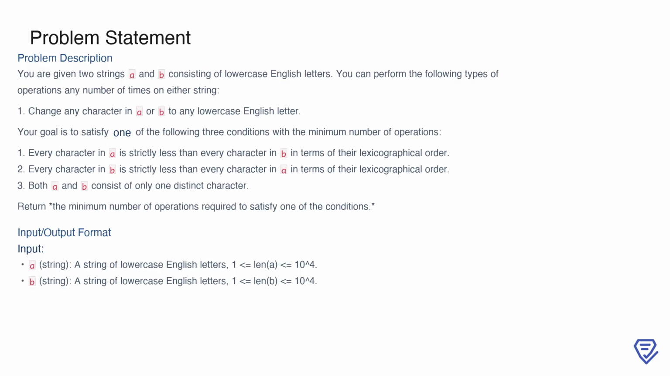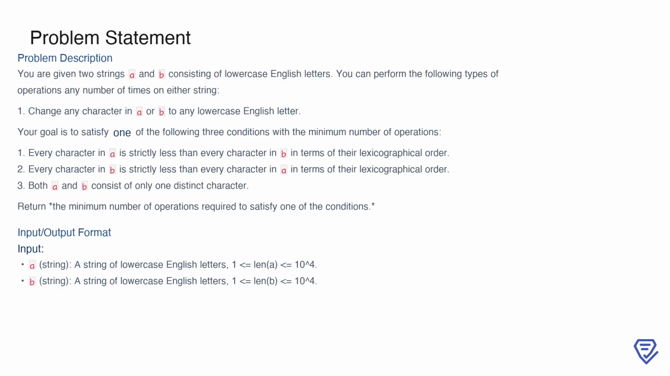The first condition is that every character in A must be strictly less than every character in B in lexicographical order. The second condition is the reverse: every character in B must be strictly less than every character in A. Lastly, the third condition is that both A and B must consist of only one distinct character.